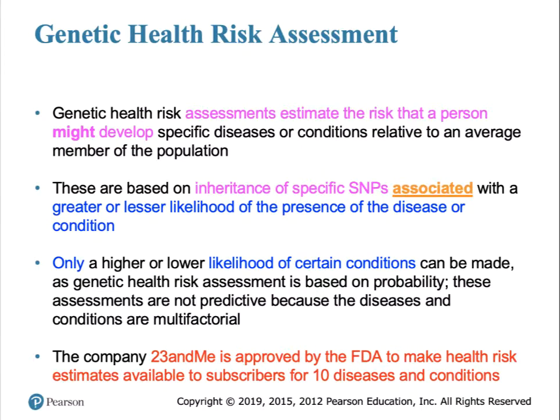Finally, genetic health risk assessment has now been offered by companies such as 23andMe, who have got FDA approval to make such analysis available to the public. These assessment estimates are nothing more than association studies. Association means that one item is generally more likely to be found with another without having 100% correlation.